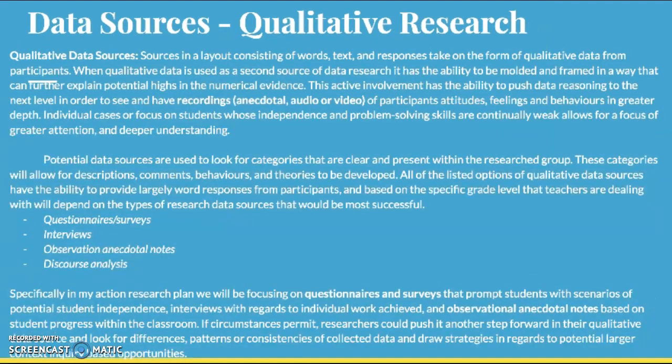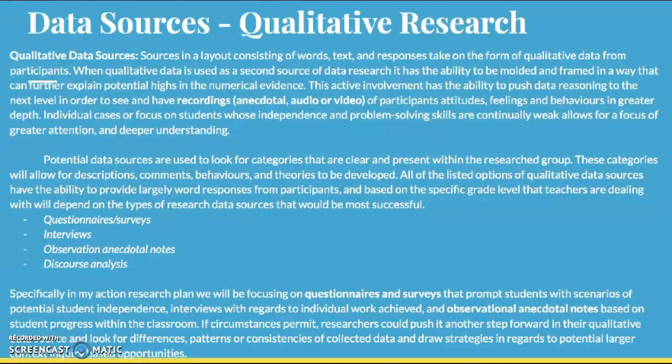Next will be qualitative research. The sources in a layout consisting of words, text, and responses take on the form of the qualitative data from participants. So when qualitative data is used as a second source of data research, it has the ability to be molded and framed in a way that can further explore potential highs in the numerical evidence from quantitative. The active involvement has the ability to push data reasoning to the next level in order to see and have recordings, anecdotal, audio, or video, of participants' attitudes, feelings, and behaviors in greater depth.